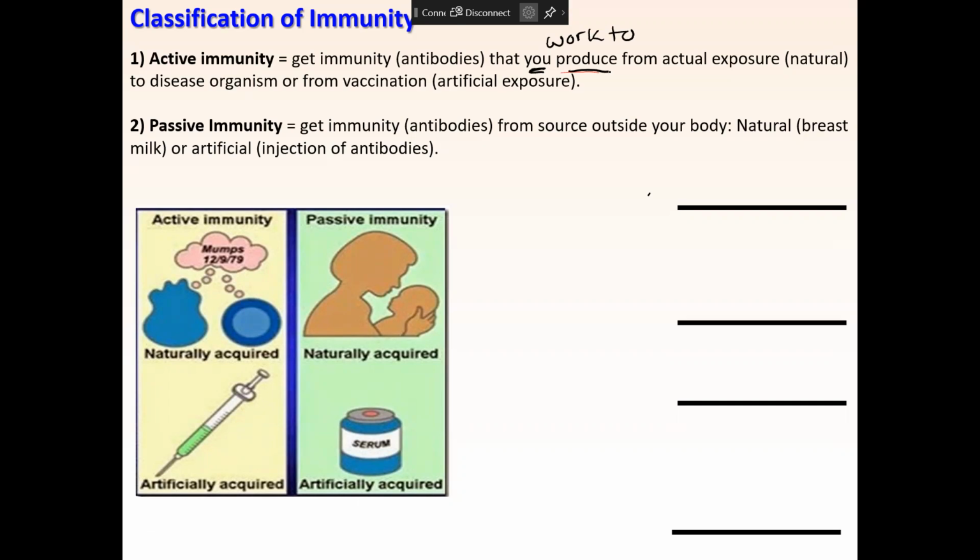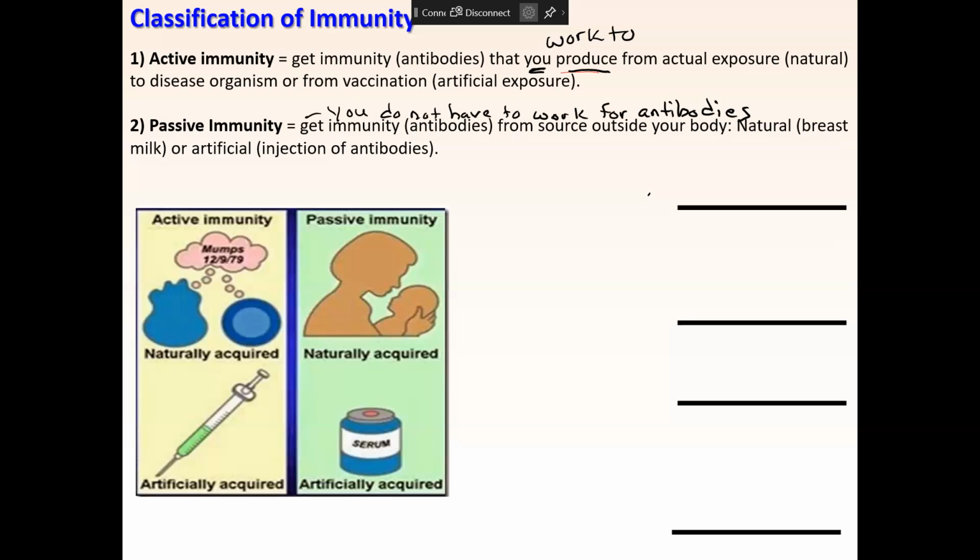That's work. Now, if it's passive, your body does not have to work. You do not have to work for the antibodies. They're given to you. It says here, you get antibodies from a source outside your body.